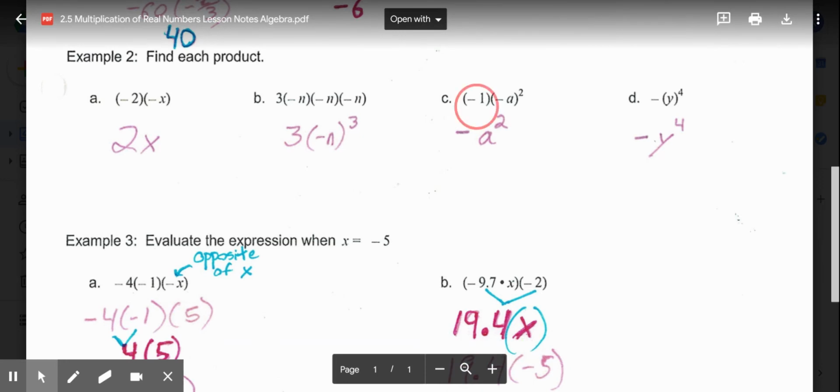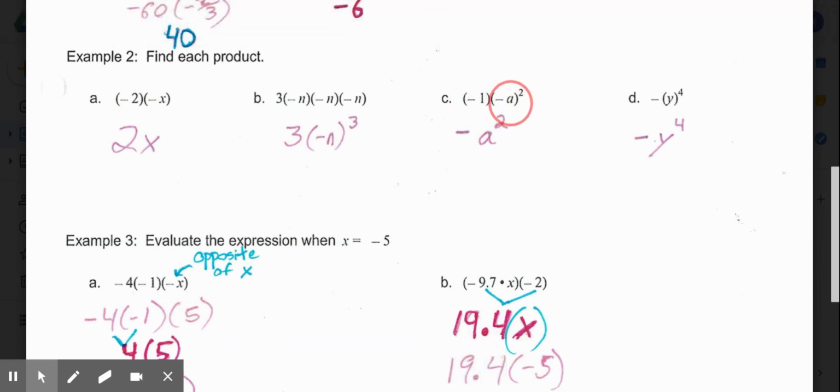In C, we have a negative 1 being multiplied by a negative a squared. And the negative a is in parentheses. So the negative a to the second power gets done first. So a negative a times a negative a would actually be a positive a squared. And then a positive a squared multiplied by a negative 1 would end up giving us a final answer of a negative a squared.